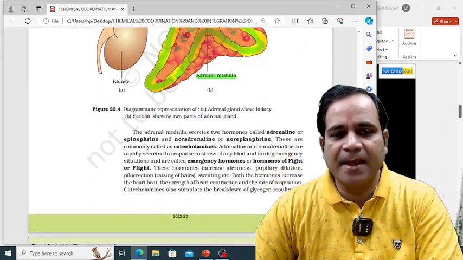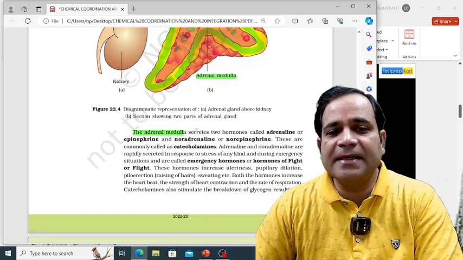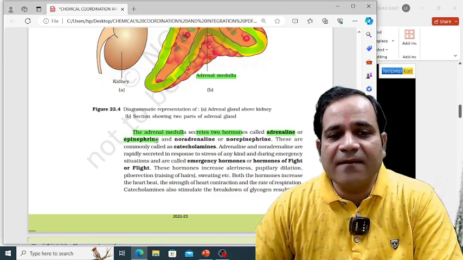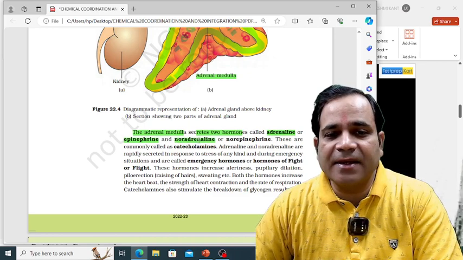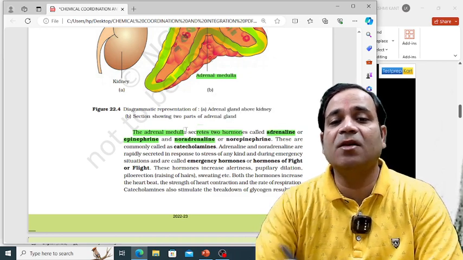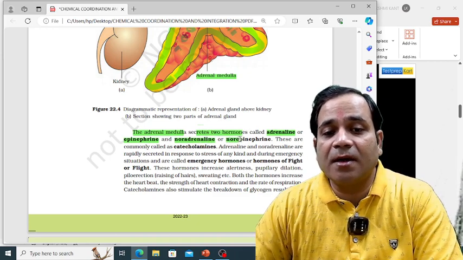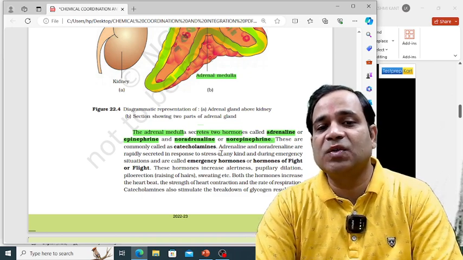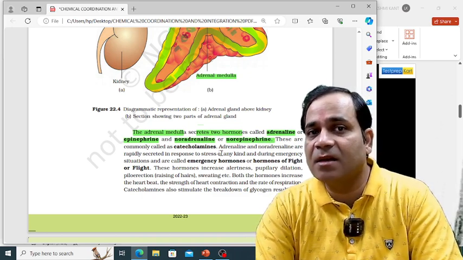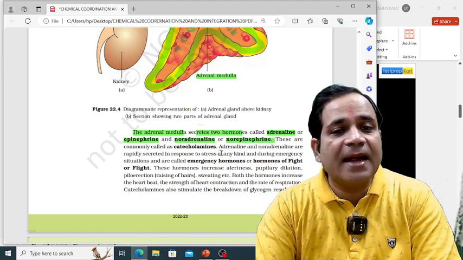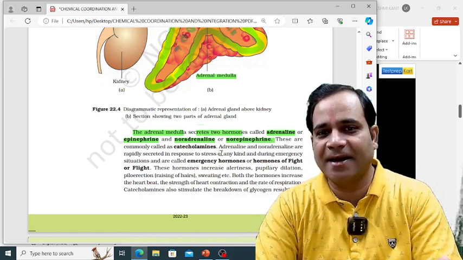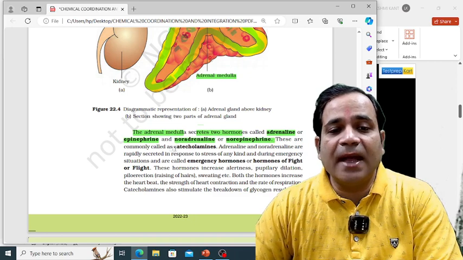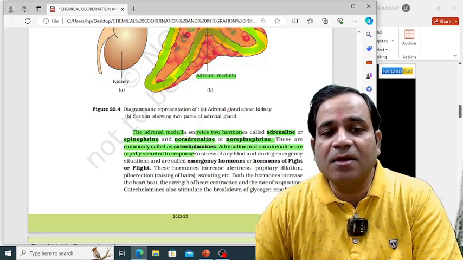The adrenal gland secretes two hormones. One is called adrenaline, or epinephrine, and the second one is noradrenaline, or norepinephrine. So the adrenal medulla secretes how many hormones? Two. One is the adrenaline hormone, the second one is the noradrenaline hormone. These are commonly called what? Catecholamines.